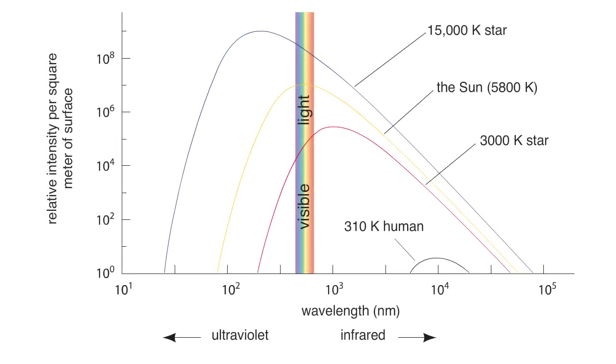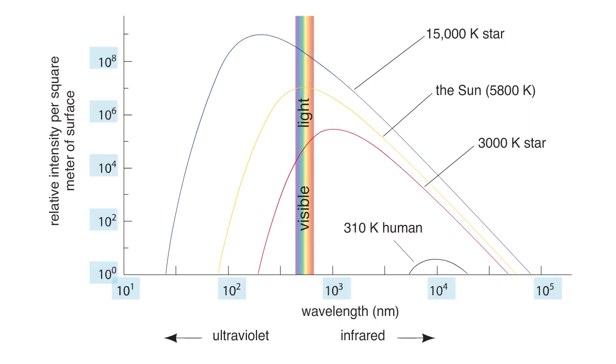We can be more quantitative by returning to the graph of idealized thermal radiation spectra. The horizontal axis plots the wavelength of light. Visible light is the narrow band marked by the rainbow of color. To the left are shorter wavelengths, which are ultraviolet, and to the right are longer wavelengths, which are infrared. The vertical axis shows the relative intensity, or brightness, of the light emitted at each wavelength per square meter of surface area. Note that both axes use powers of 10 scales, so that we can see all the curves, even though the differences between them are quite large.